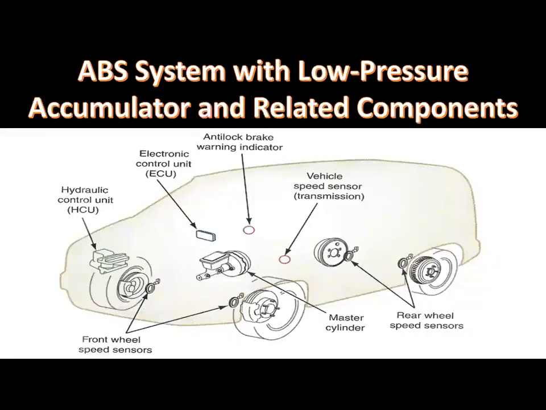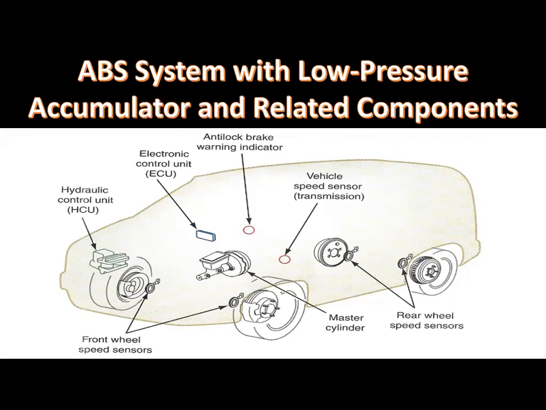The VSS in the transmission extension housing also acts as a rear wheel speed sensor and sends voltage signals to the ABS control module and the PCM. One pair of solenoids controls the brake fluid pressure to both rear wheels in this three-channel system.